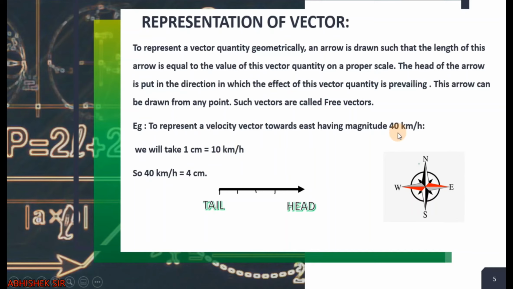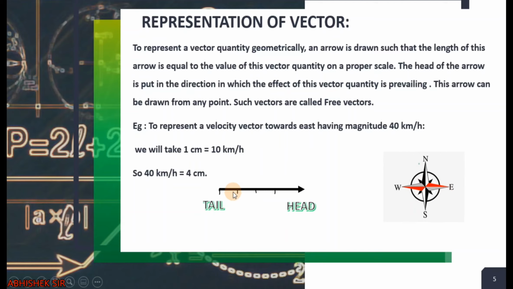So for 40 km per hour, how much do we need? We will need to draw 4 centimeter. Now exactly 4 centimeter was not possible, so I have drawn some markings, right? So we will start from here, 1 centimeter, 2 centimeter, 3 centimeter and 4 centimeter. You can see the head part and the tail part, and specifically I have drawn this towards east, right?